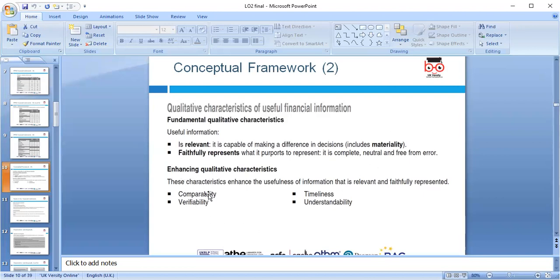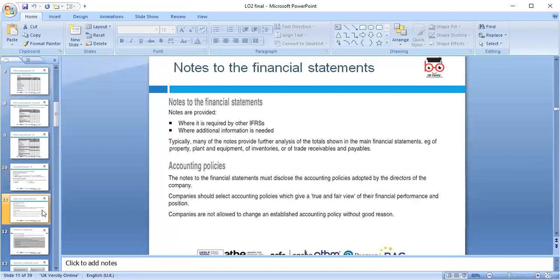The comparative figure, comparability: with 2 years we can compare each year. Verifiability: when we are saying it is an asset, where are they? How should we verify them? Timeliness, which is 90 days after the year end, the information must be published, and the information should be understandable. Understandability should be such that those who have a basic knowledge of accounting should understand.